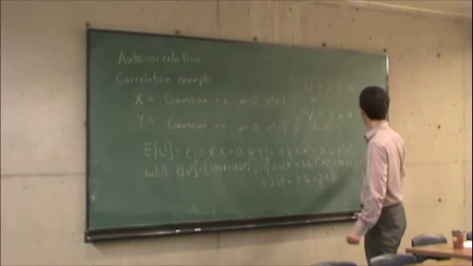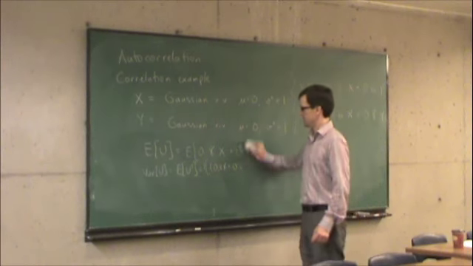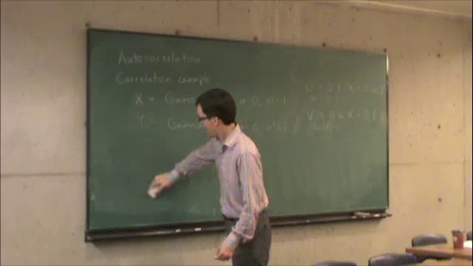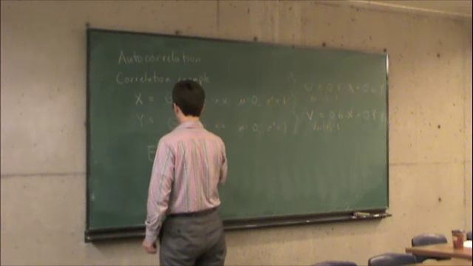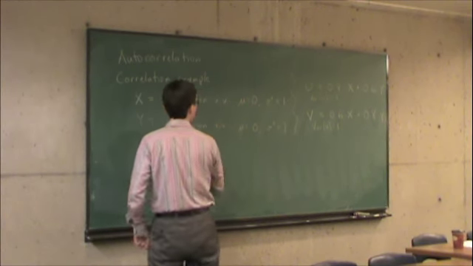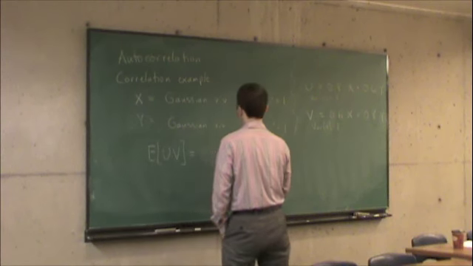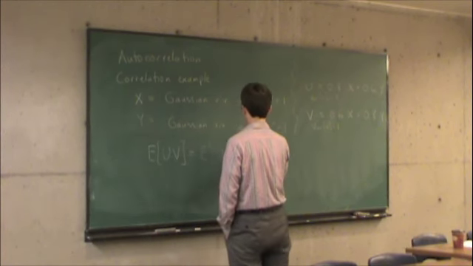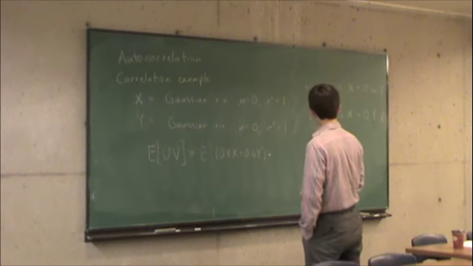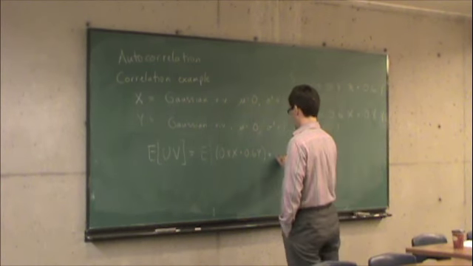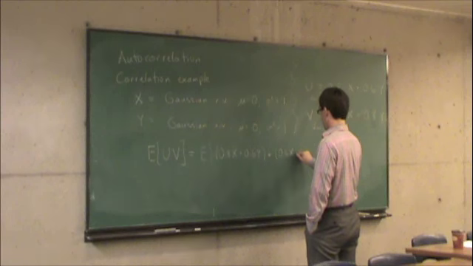So finally, they have zero mean and the same variance, so we can use our correlation measure. So what's the expected value of u times v? That is equal to the expected value of 0.8x plus 0.6y times 0.6x plus 0.8y.